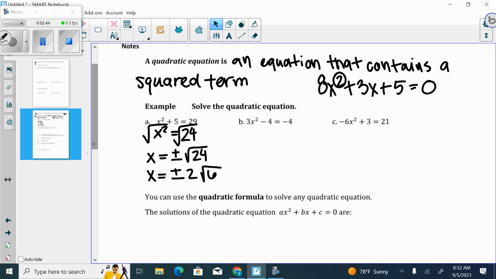Because we came up with 2 answers here, positive 2 square root of 6 and negative 2 square root of 6, it's important for us to realize that if we were to graph this, it should intersect our x-axis in 2 places because we got 2 answers, right? So it intersects the graph twice.